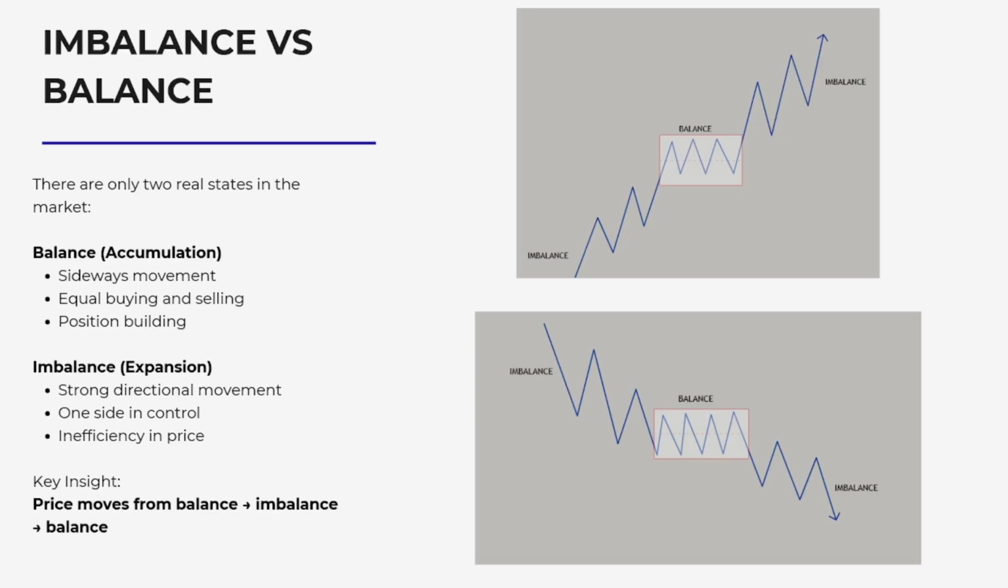Talk a little bit about imbalance versus balance. There are only two real states in the market. Our balance, which is our accumulation that we talk about, that's that sideways movement, equal buying and selling, and position building. On the other hand, our imbalance is that expansion, okay? That is strong directional movement. One side is in control, whether it's buyers or sellers, and we're creating inefficiency in price during that expansion phase, which are also liquidity targets and pools that price comes back to later in the market. Okay, so key insight. Price moves from balance, imbalance, balance over and over and over.